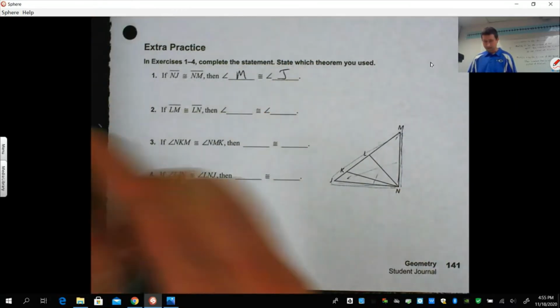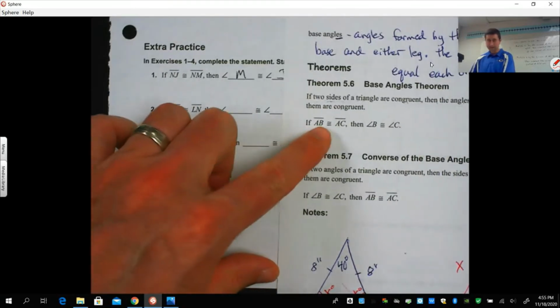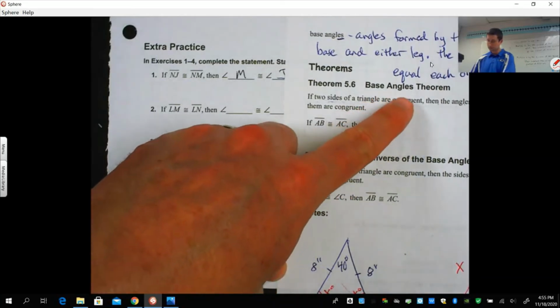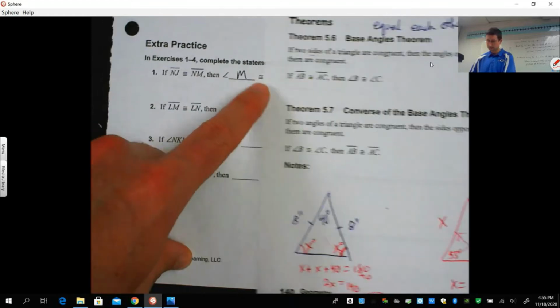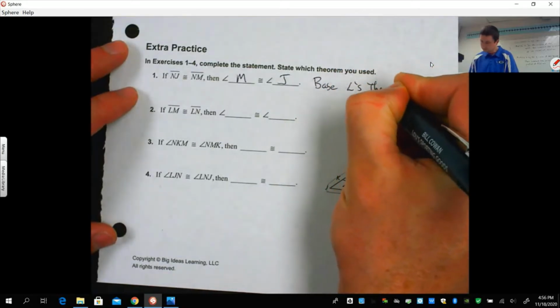Okay, that was an isosceles triangle theorem. They gave me the sides, and I stated the angles are congruent. So that's the base angles theorem. I started with the sides. See how they started with the sides? And then rewrote the angles. The angles followed it then. So I'm going to say base angles theorem.